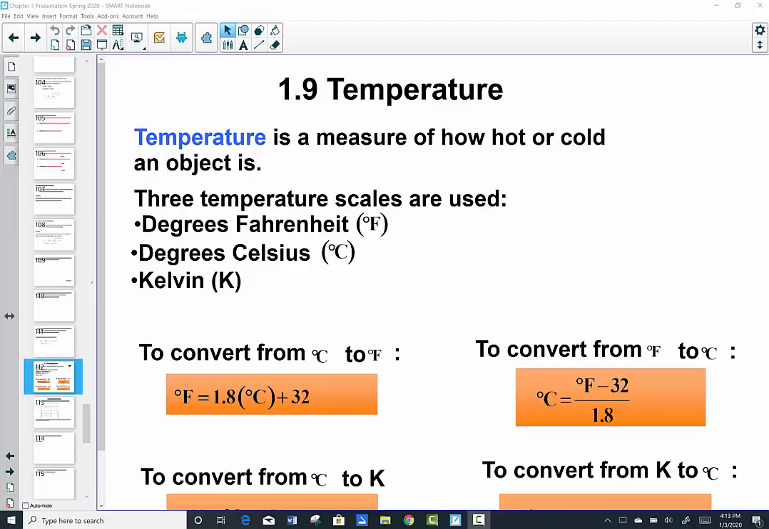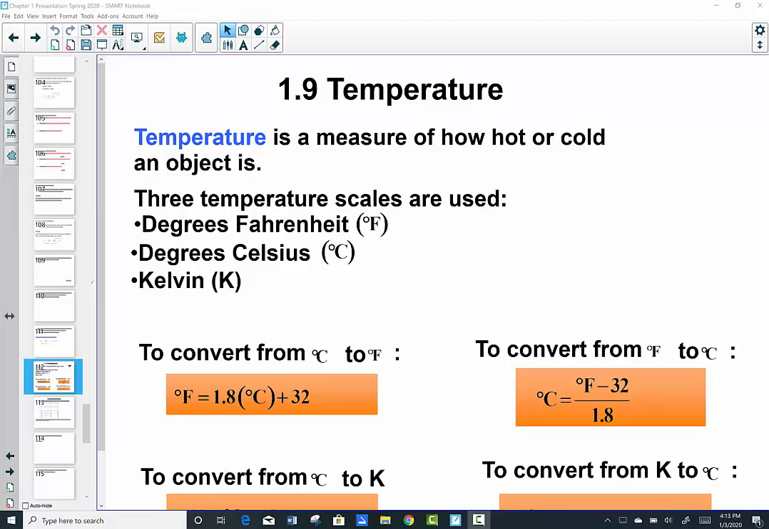We're going to talk about temperature and the three different scales we use to measure temperature, which would be known as the Fahrenheit, the Celsius, and the Kelvin scale. And when we do so, we'll just practice some conversion factors between them.